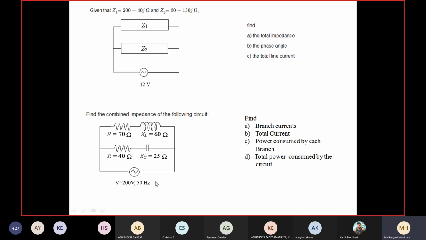Then there is another problem. Impedances are given to you. Branch currents, suppose you call them I1, I2. Then the total current is the sum of these two. Power consumed by each branch. Here is the catch. Power consumed by the total circuit is what? V I cos phi. You can do that from the power input side. How can you do it from the power absorbed by branch 1 and branch 2?